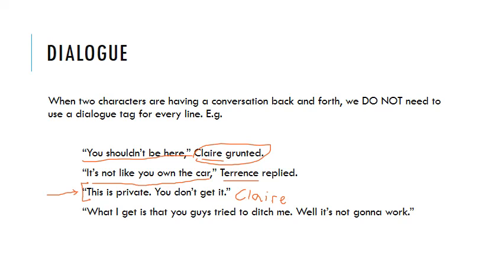So that's a really good tip, and it's a great way, if you're writing an argument, to have your text really flow and bounce from one to the other. And of course, the same thing happens here. We've got another new line and another indentation, so we would assume that this is Terence speaking.